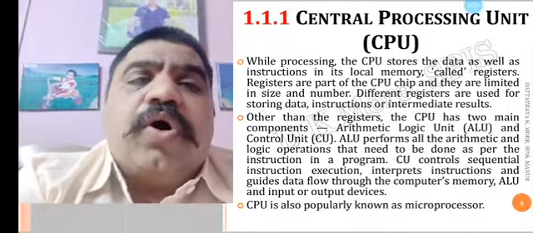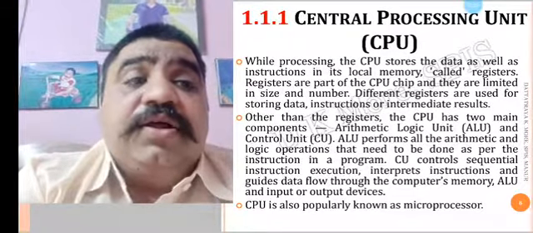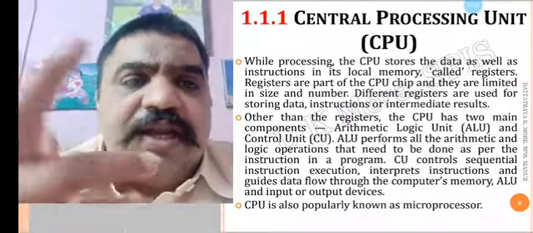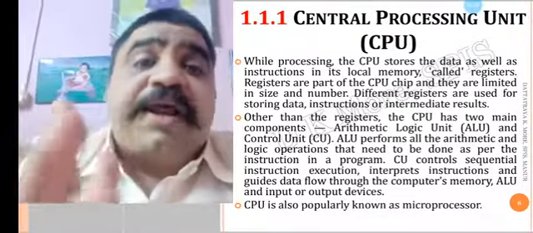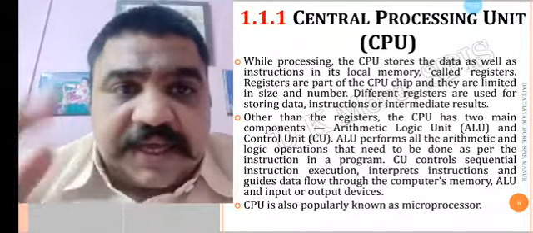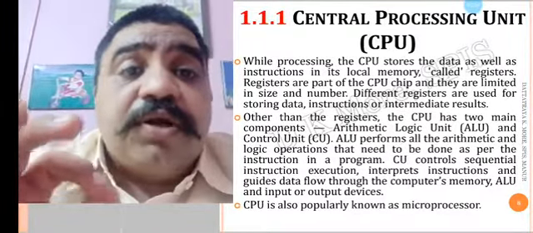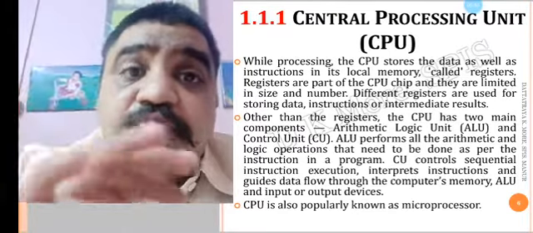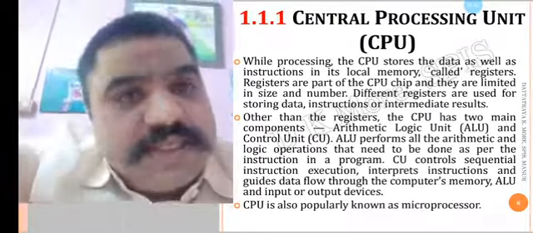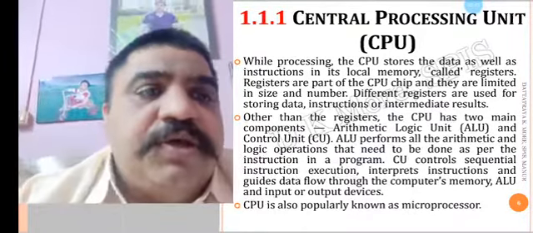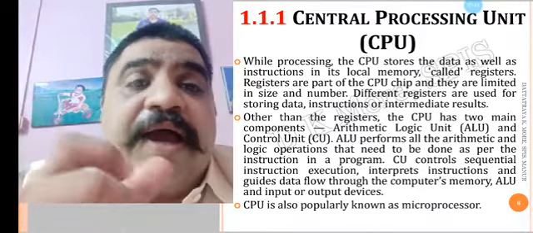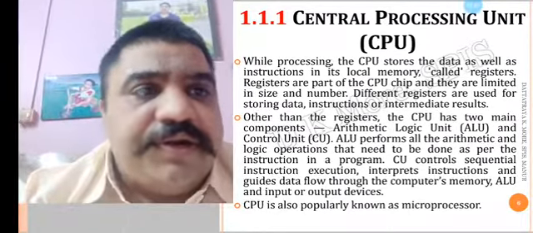ALU performs all the arithmetic and logical operations. Arithmetic means addition, subtraction, multiplication, division. Logical means what? Less than, greater than, equal to, not equal to, true, false, these are called logical operations. So all these operations are handled by the arithmetic and logic unit.